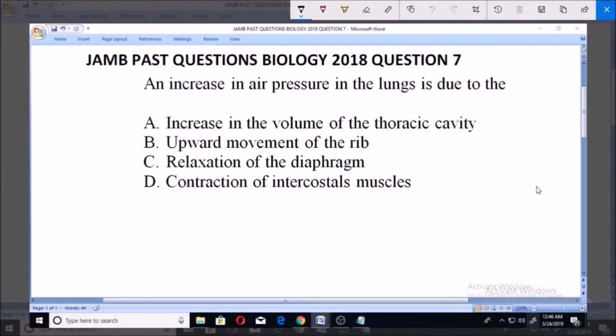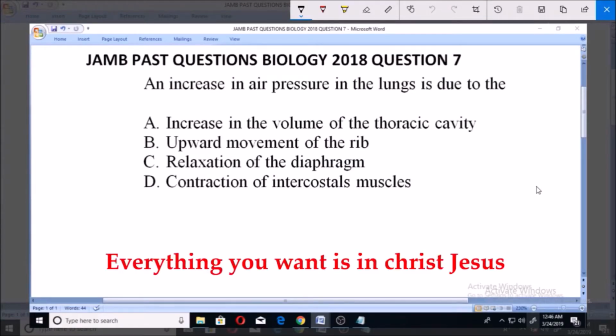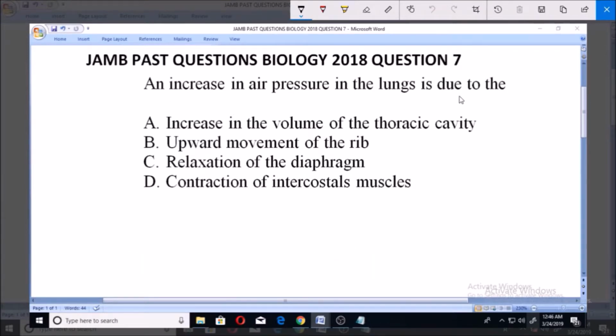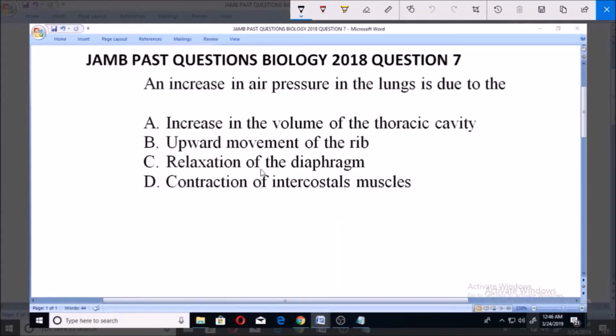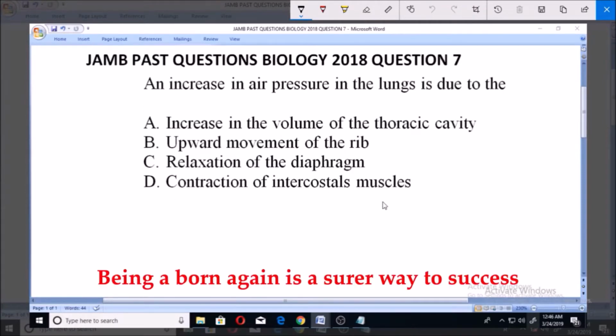Let's look at these JAMB past questions, Biology 2018. Question number 7. An increase in air pressure in the lungs is due to the A. Increase in the volume of the thoracic cavity, B. Upward movement of the rib, C. Relaxation of the diaphragm, D. The contraction of the intercostal muscles.